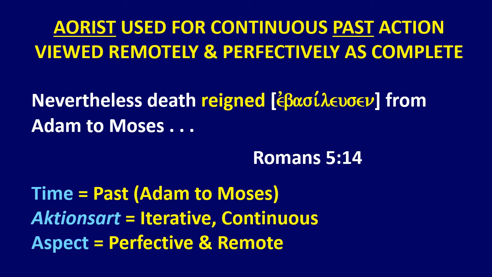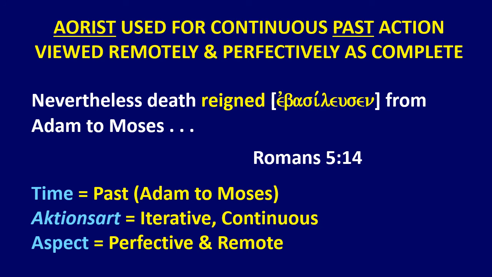But just to show you again that the aorist tense can be used of different kinds of action for different time periods, let's look at a couple of examples. The first one being Romans 5:14, where it says, "Nevertheless, death reigned," and the word for reigning there is the term for to reign as a king, basiluo, except it occurs now in the aorist tense form. Nevertheless, death reigned from Adam to Moses.